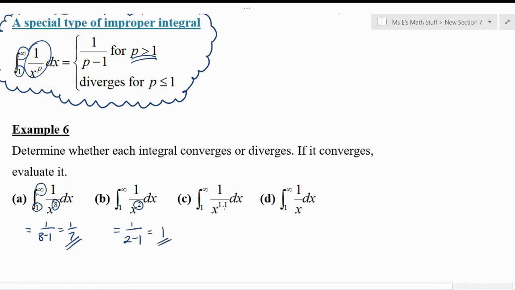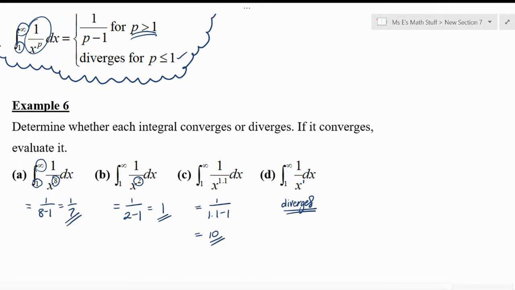If your p-value is 1.1, again, that falls on the convergent side of p-values. And so for this one, your answer would be 1 over 1.1 minus 1, which would be 1 over 1/10, which would end up being 10. Okay, and then for part D, your p-value is 1. And so that falls on the divergent side. And so we would say that this one diverges. There we go. And we could be more specific. We could say it diverges to infinity. But since it didn't ask, we could just say diverges.